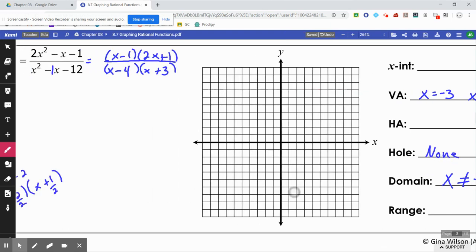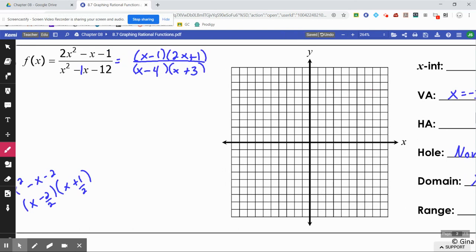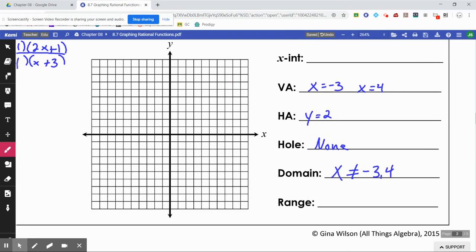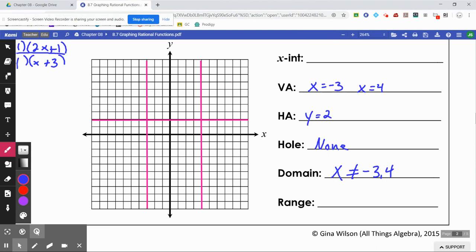Next up, let's find your horizontal asymptotes, and to do that, you go back to the original. You look at the highest powers, the degree, which will be x squareds. If they're the same, you will look at the numbers out front, which in this case are 2 and 1. That's your leading coefficients. So y equals 2 over 1, or y equals 2, is going to be your horizontal asymptote. Let's go ahead and graph those asymptotes. And there we see our asymptote lines.